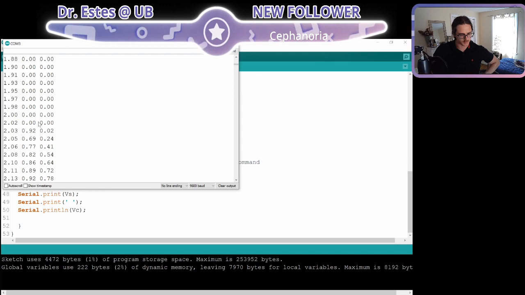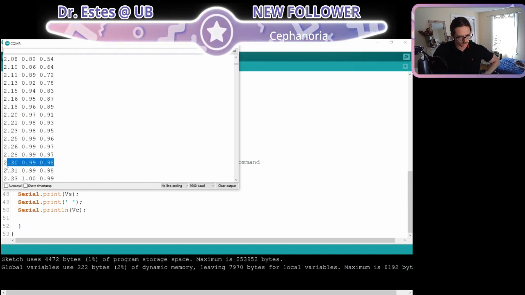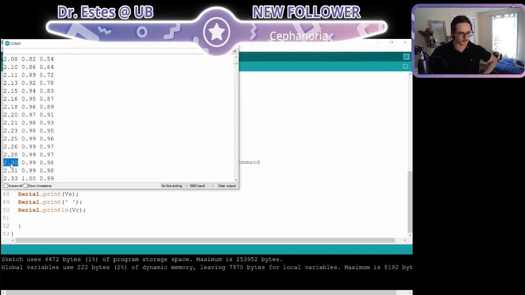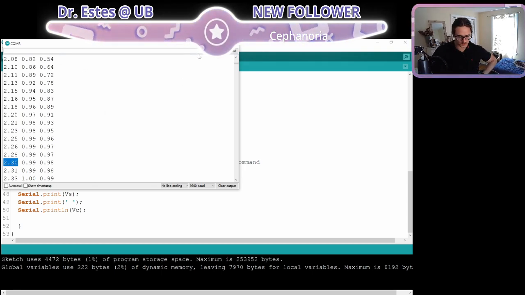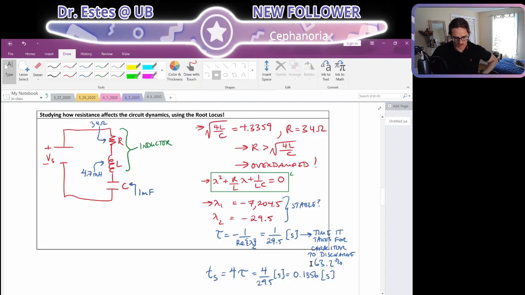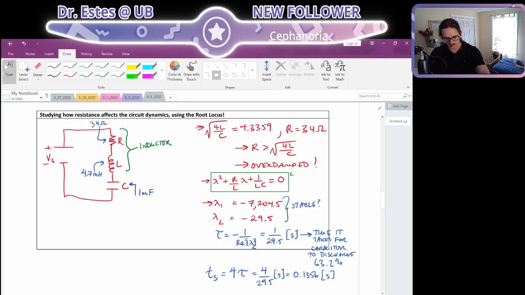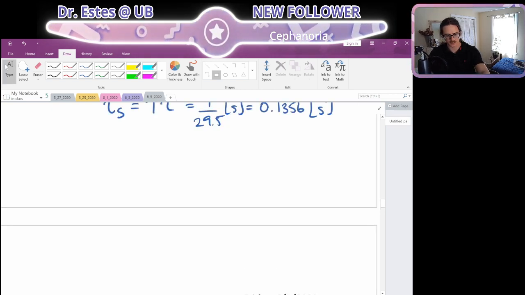Let's see when it charges up. So it was discharged here. Let's see how long it takes to charge up to get to 0.98. Okay, so it started at 2 seconds here, so it took like 0.3 seconds. Interesting. So we predicted that our system would be about 2 times faster than that, it looks like.